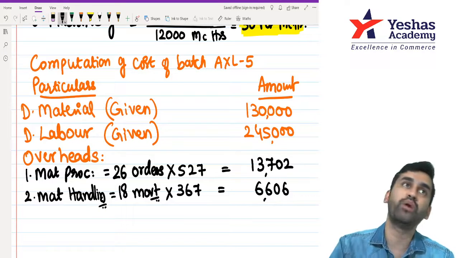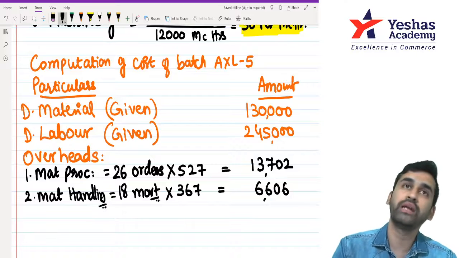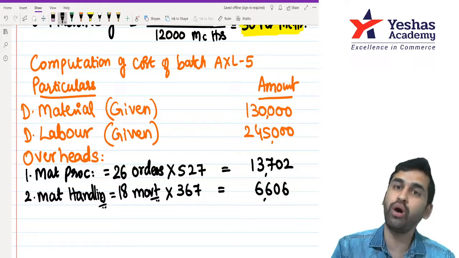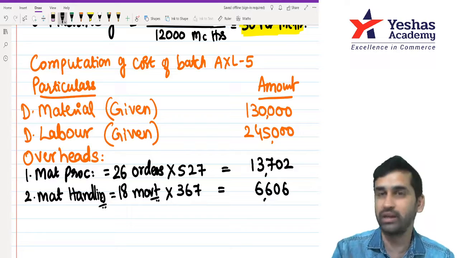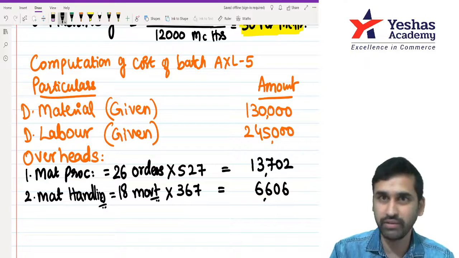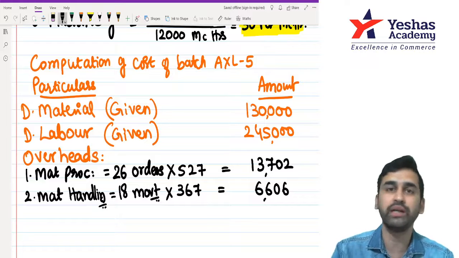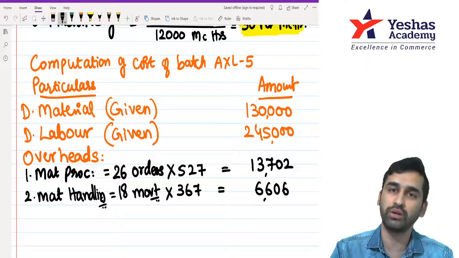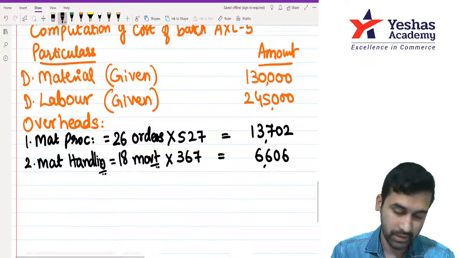Perfect. Sir, if I do all 6 items, what will I get? You will get the overheads of all 6 departments. Material is already there, labor is already there. When you get all 6 overheads and when you do the total, that will be total overhead. Material, labor, overhead will be total cost, and that's the end of the answer. Simple. Right. Chalo, third one.